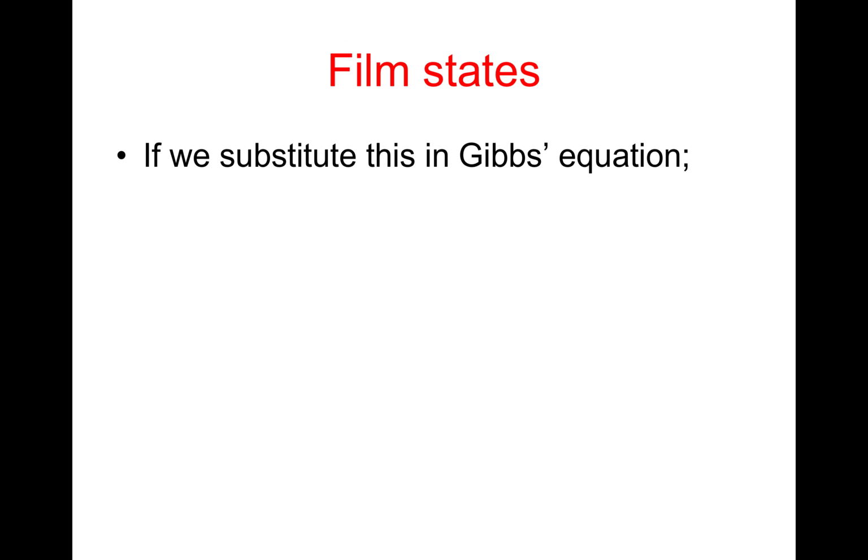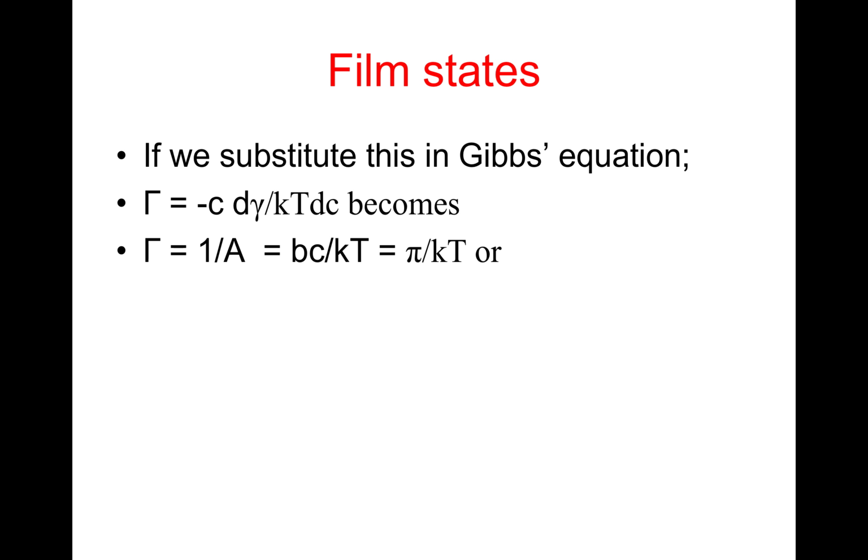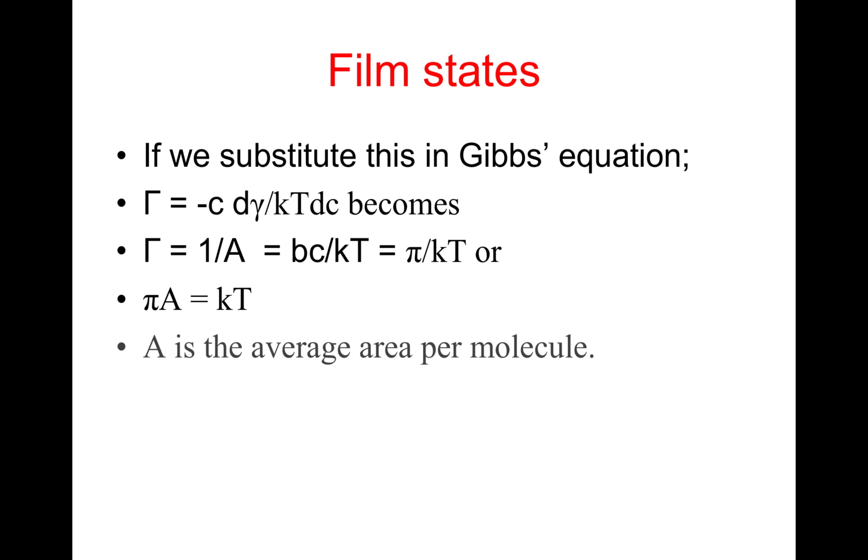If we then substitute this into the Gibbs equation in the form capital gamma is equal to minus c d gamma by dc over kT, it will become capital gamma is equal to 1 over A, where A is area, which is equal to Bc over kT, which is equal to pi over kT, or pi A is equal to kT. A is the average area per molecule.